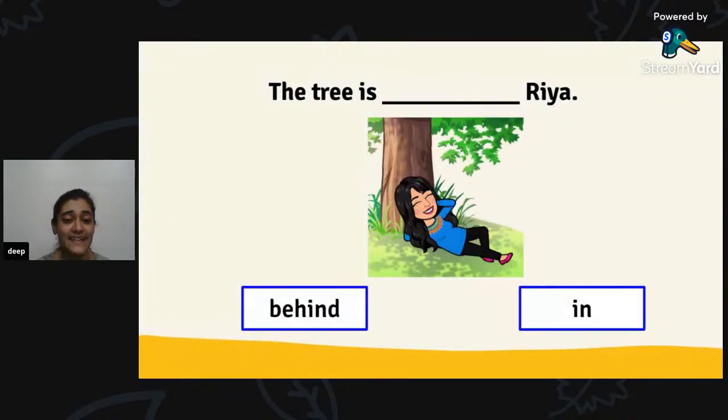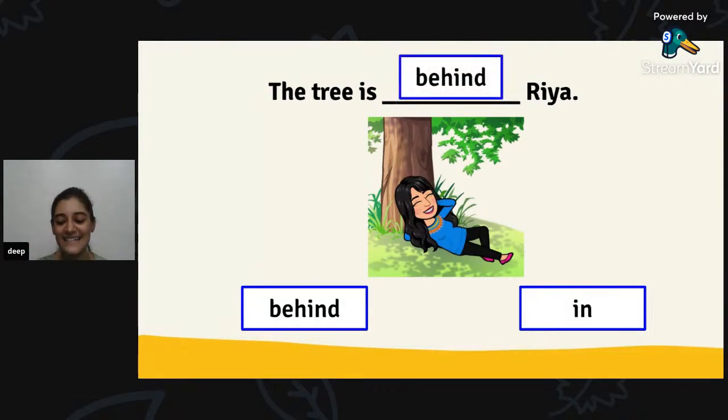The tree is dash Ria. Options are behind, in. You can look at the picture and then you can write your answer in the chat box. Yes, great. Yes, the tree is behind Ria. That's the correct answer. Superb, everyone. You all did a very excellent job.